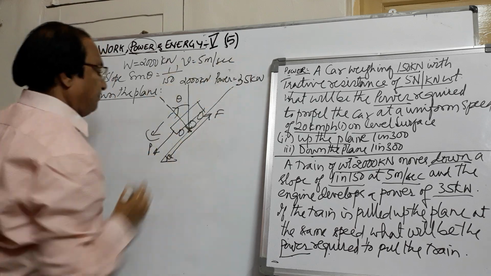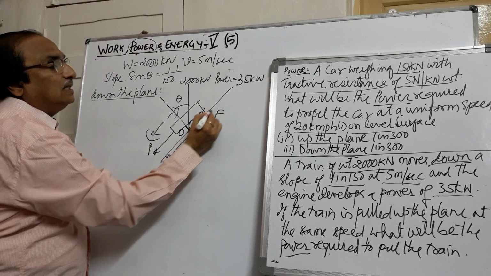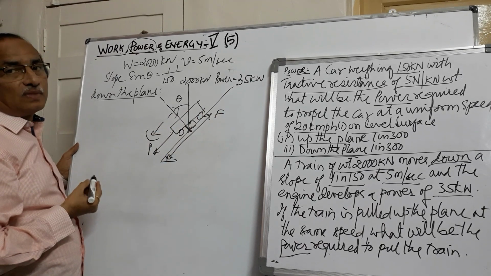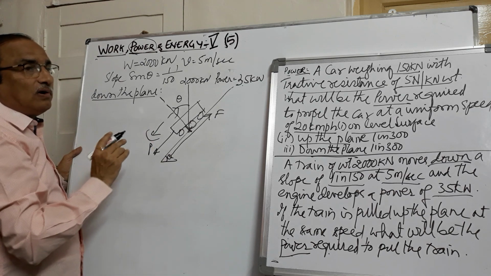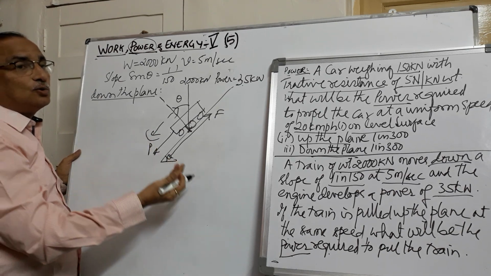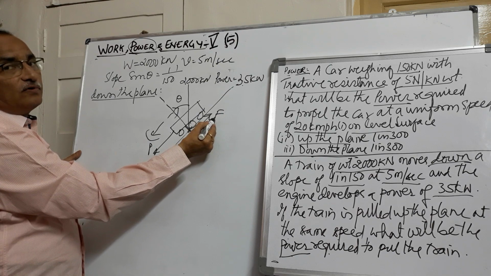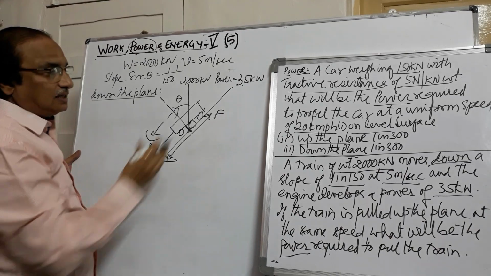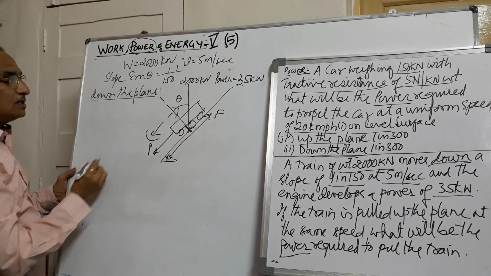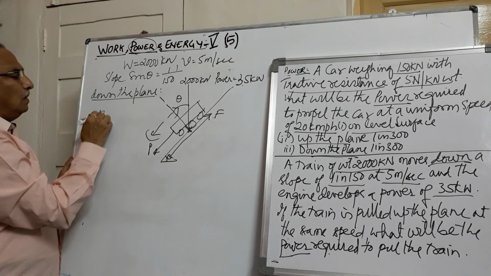So in this case, he has not given anything about the friction or the resistance, but he has given you the power. So we know power is equal to resistance into the velocity. So we can find out the resistance that is offered by the train. This resistance we are going to use in the second case. We will first find out the resistance here.